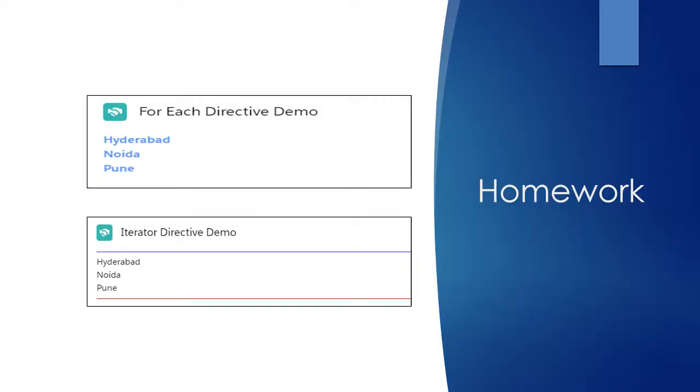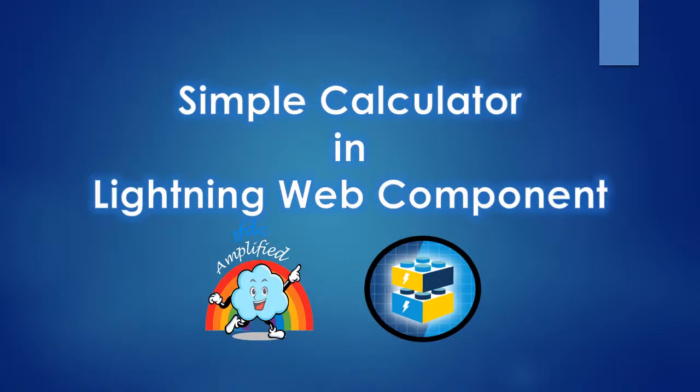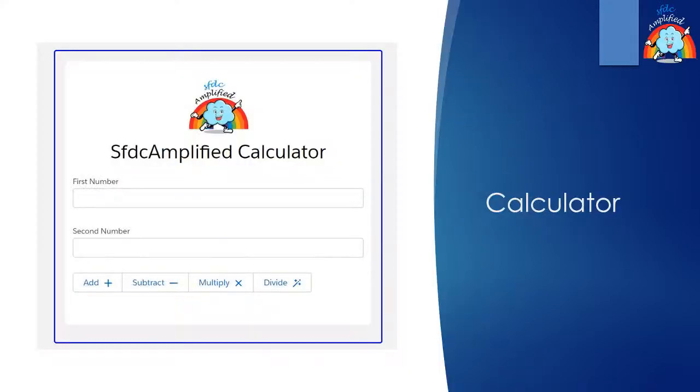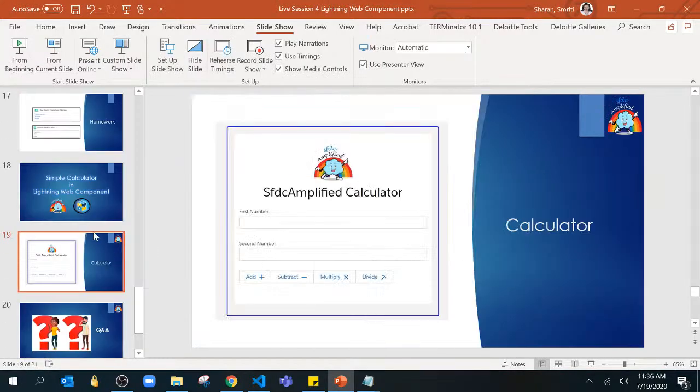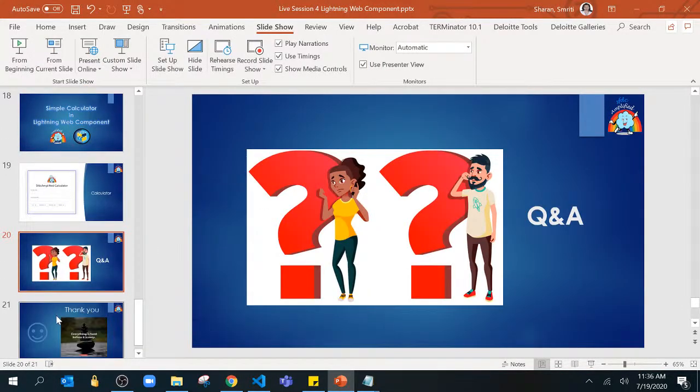Let's move ahead. Try to do your for each directive demo, put in some names, and then see how the color changes. Now we can simply see a calculator in Lightning Web Component. This is a calculator which you can create in your free time and see how it comes out, and then we can discuss the code. That's our simple calculator we can create, and we can discuss that in our next session. Thank you so much for joining. If you have any questions, we can discuss.